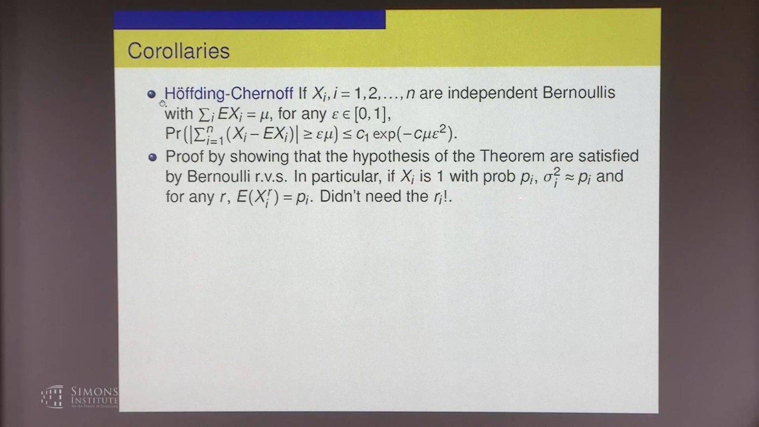In fact, it's set up for Bernoulli random variables. If xi is 1 with probability pi, the variance is roughly pi. There's a 1 minus pi, but okay. And for any r, the expected value of x to the r is pi. So we don't need the r factorial term.